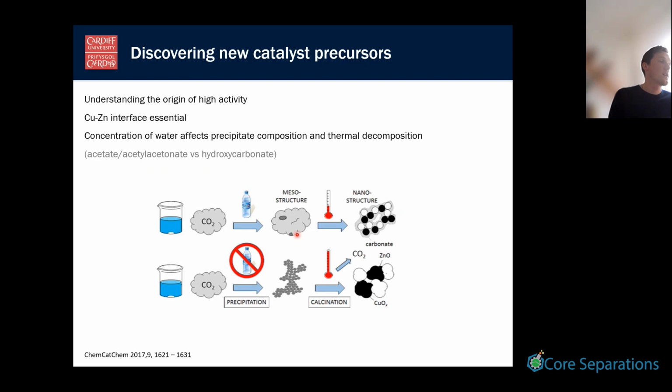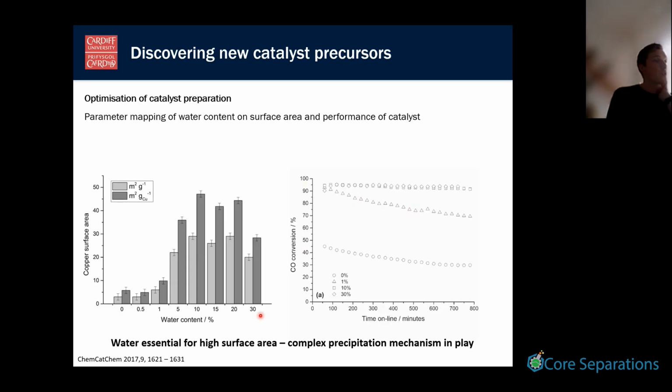Whereas in the presence of water, you retain this mesostructure, you form the hydroxycarbonates, and this retains a very interesting and useful nanostructure. If we translate that into experimental evidence, you can see as we increase the water content here, the copper surface area increases, and then it gets to a plateau, and then it comes down again. We'll just get to about 30%. The optimum seems to be between 5 to 10.